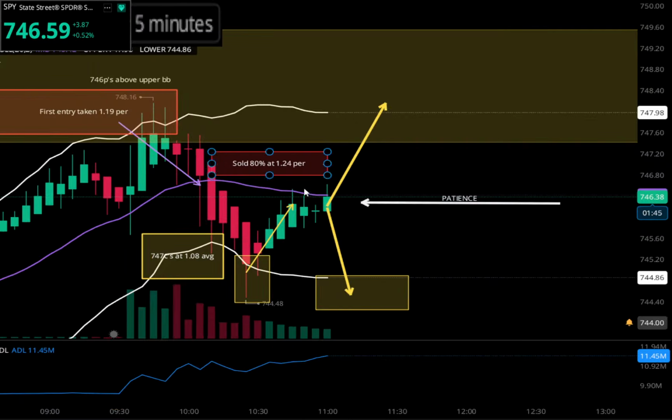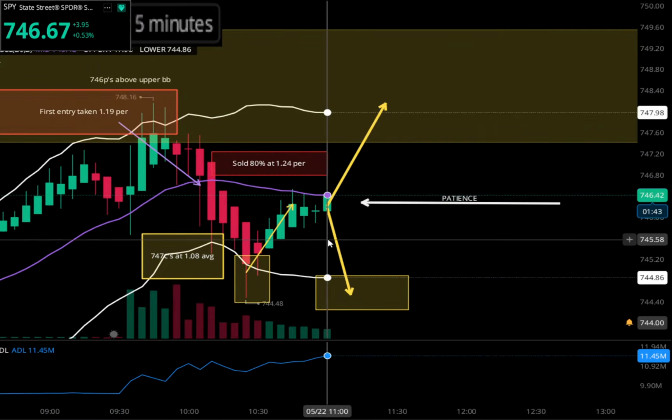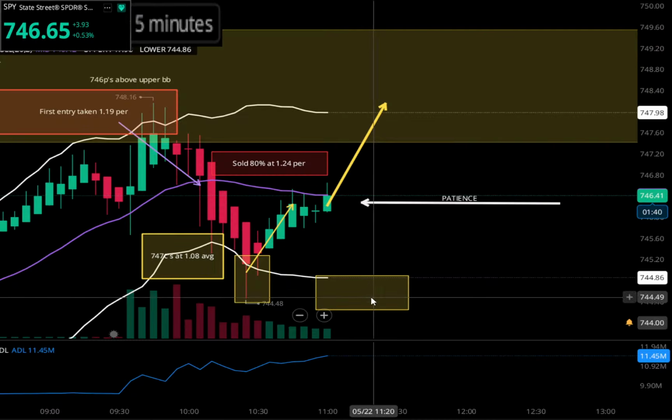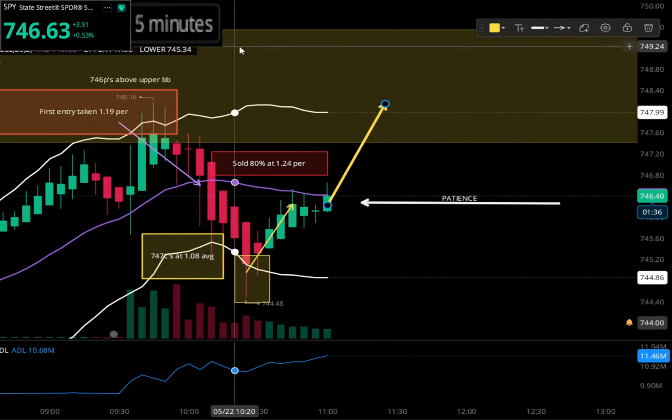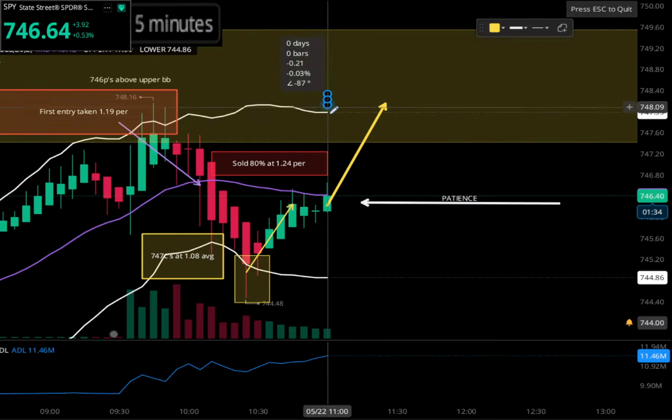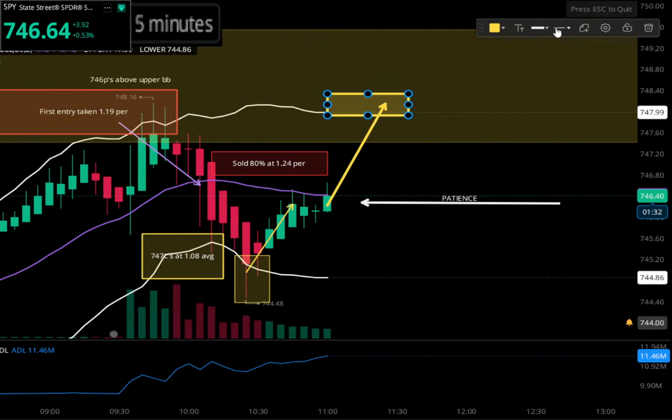Now again, with this cup and handle, we're looking for the breakout. So I'm going to delete this arrow and delete this potential entry right now. What we're looking for is a call exit up here.